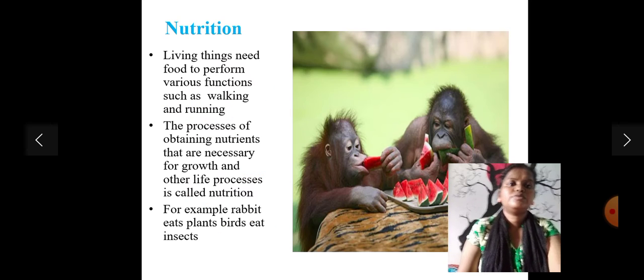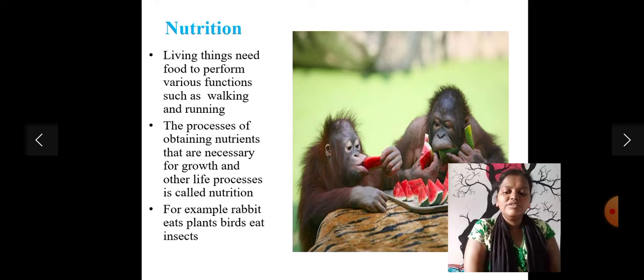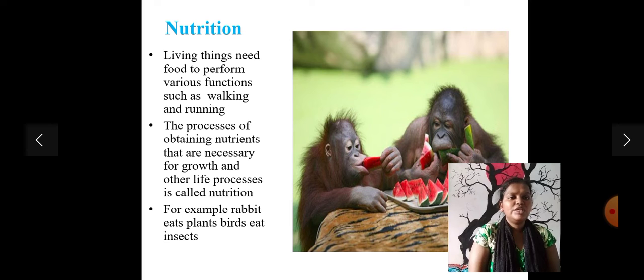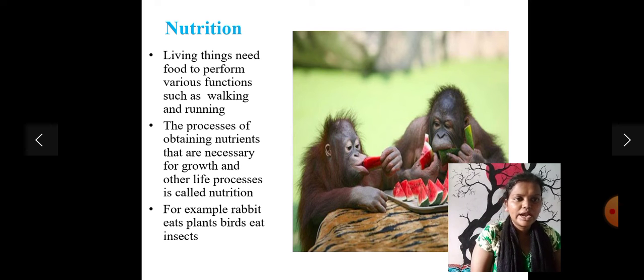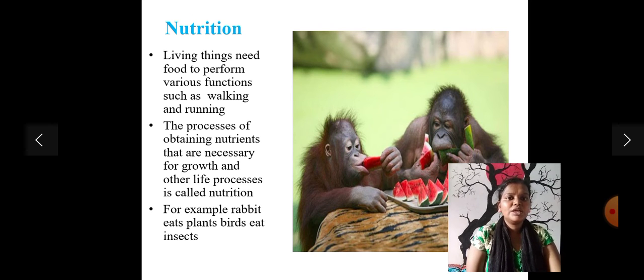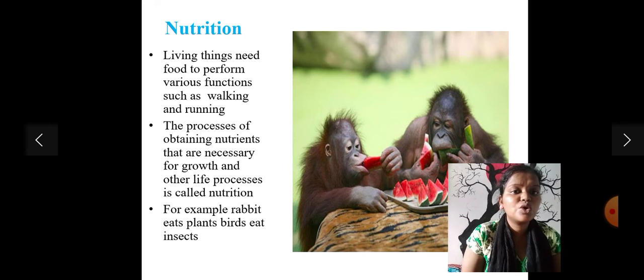Next, nutrition. Living things need food and water to live. Living things need food to perform various functions, such as walking and running. Yes, if we eat food, we can walk, run, and exercise. We can be very active. If you are not eating, you won't be active. We will become lazy. The process of obtaining nutrients that are necessary for growth and other life processes is called nutrition.